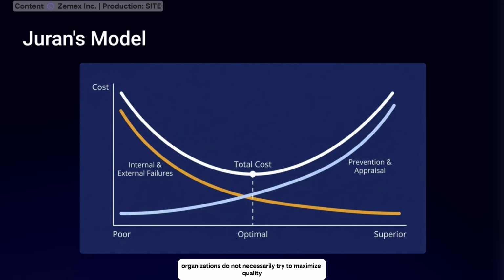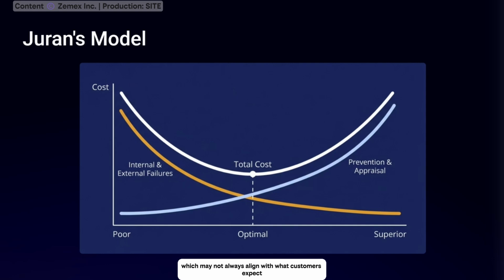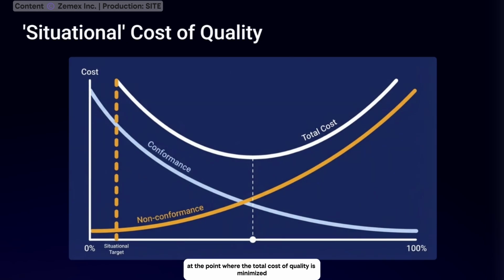In other words, organizations do not necessarily try to maximize quality, but rather to minimize the total cost of quality, which may not always align with what customers expect. From the supplier's perspective, they set the target quality level at the point where the total cost of quality is minimized, not where quality is maximized. However, there are situations where quality must be maximized, otherwise the outcome has little or no value.